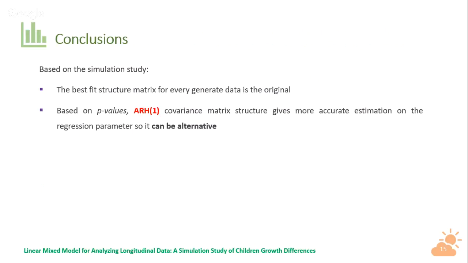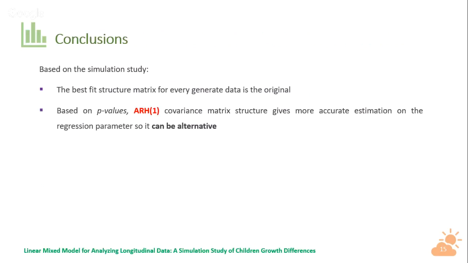From the first paper, we have the conclusion that based on the simulation study, the best fit structure for every generated data is the original. I mean, if we generate the data from the unstructured covariance model, the best fit model for the variance-covariance is also unstructured. If we generate the data from the compound symmetry variance-covariance structure, the best fit is also compound symmetry.